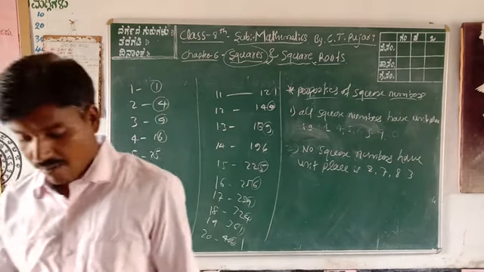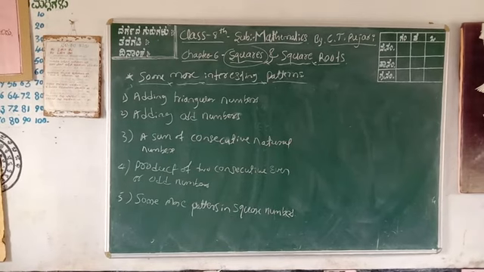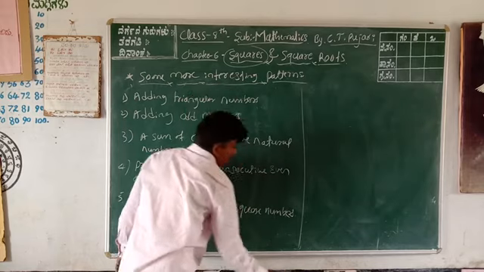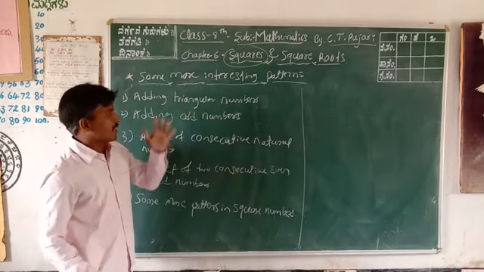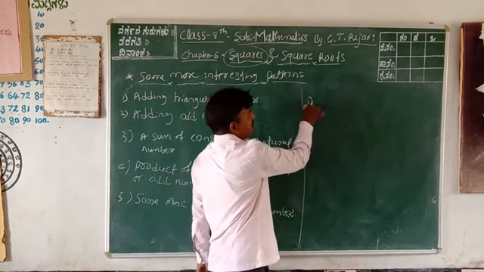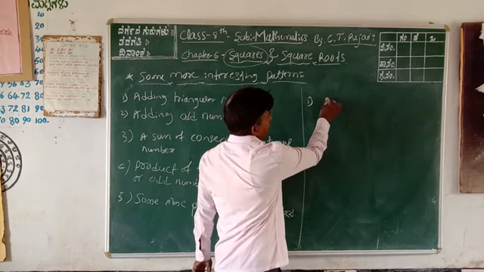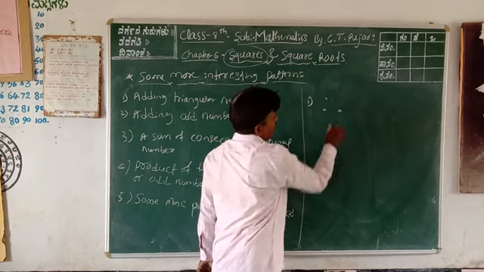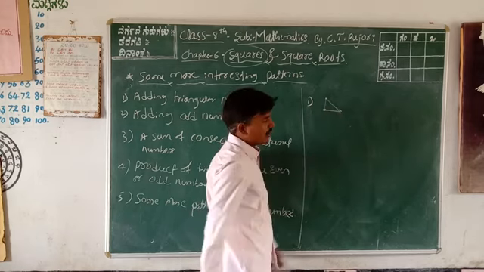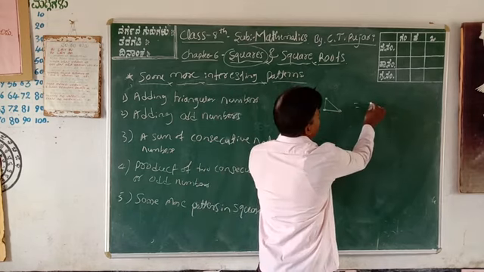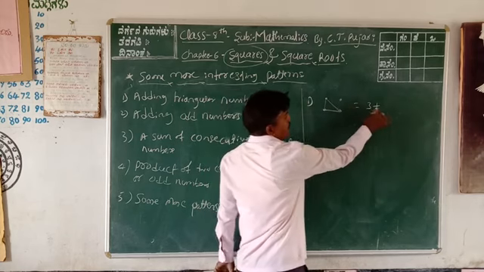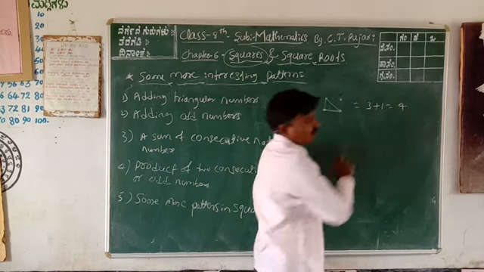The next one is the patterns of square numbers. Consider the first one: adding triangular numbers. You know the triangular numbers. For example, the first one is a triangle. This triangle has 3 points. Therefore 3 points are here. One is left over, therefore 3 plus 1 is 4. 4 is a square number.